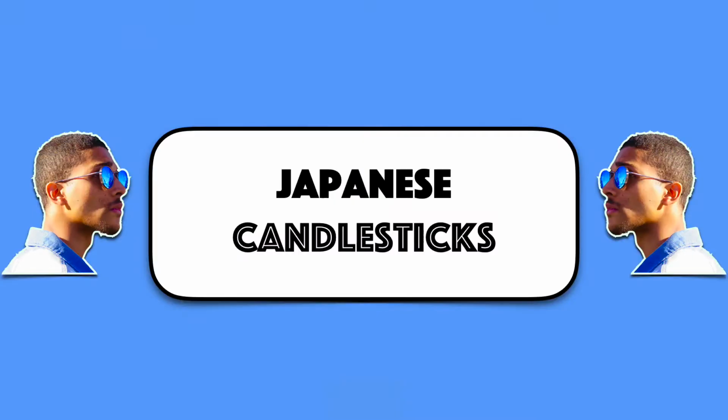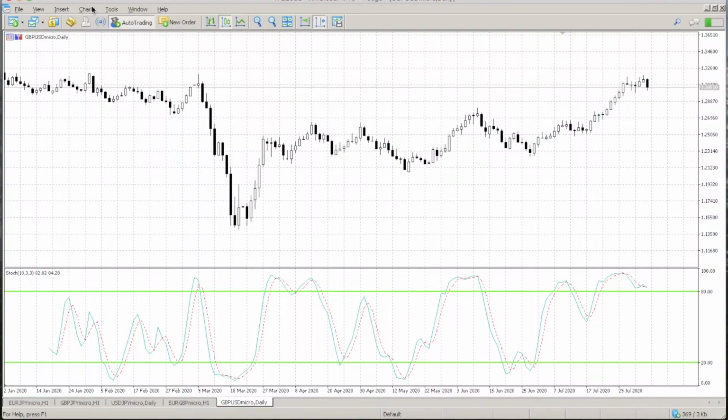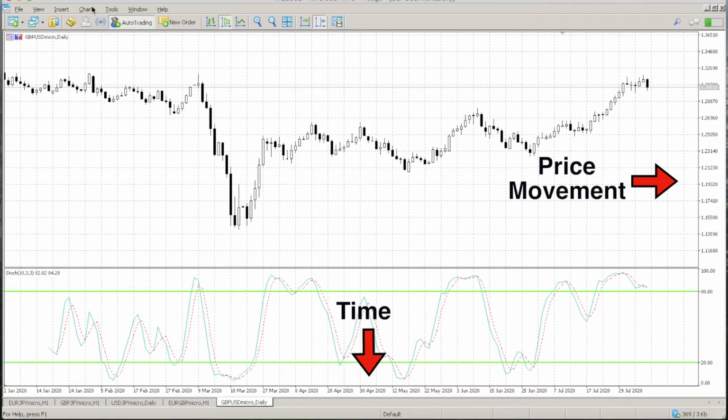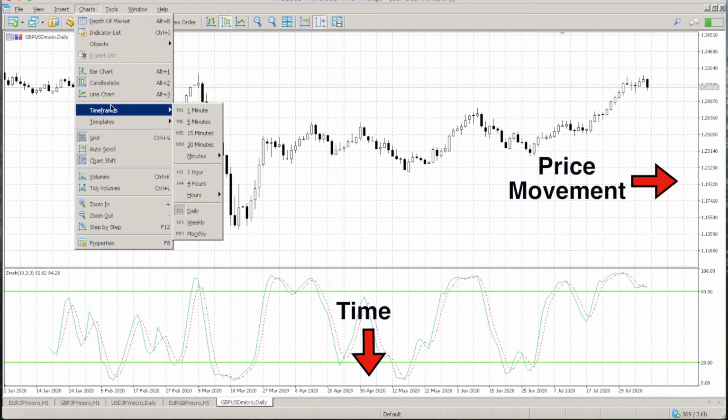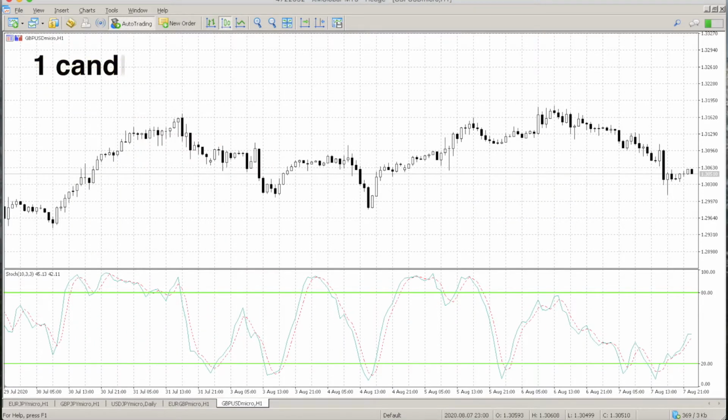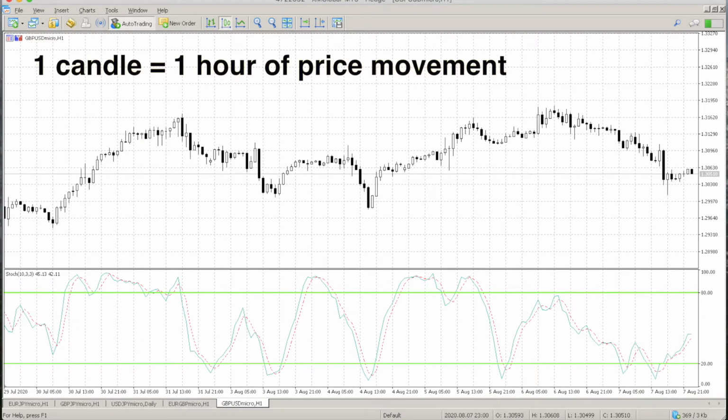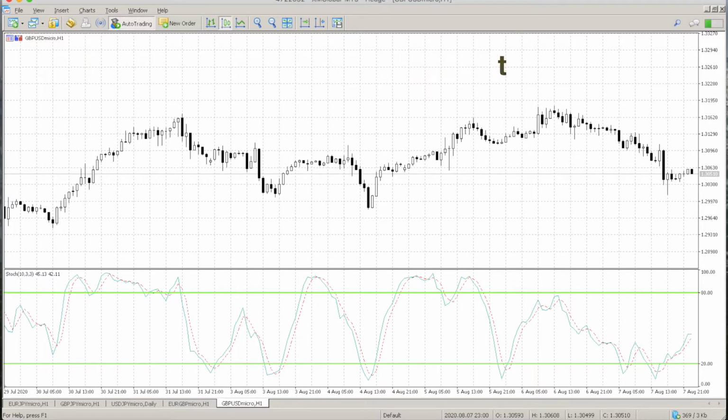First, let's talk about Japanese candlesticks. Japanese candlesticks measure price movements over a given period of time and are found on all charts of all time frames. For example, if you are looking at a 1-hour chart, then each candlestick represents 1 hour of price movement. There are also 2 types of Japanese candlesticks. You get a bullish Japanese candlestick and a bearish Japanese candlestick.